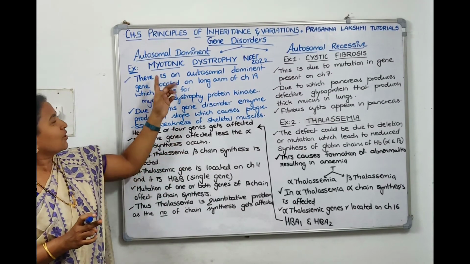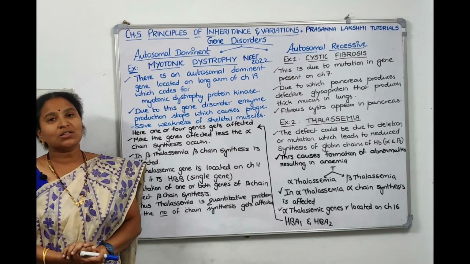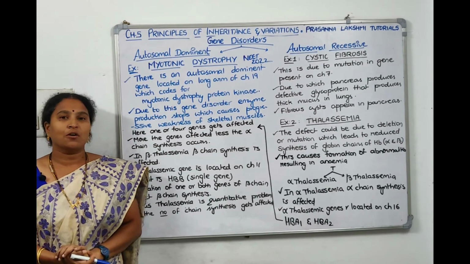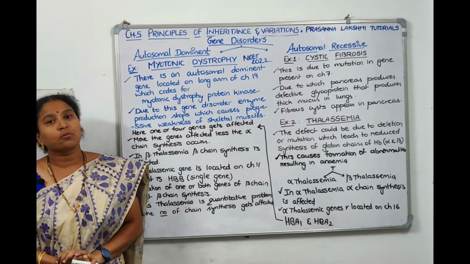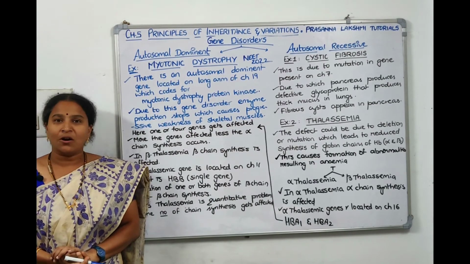That disorder is called myotonic dystrophy. I think we understood what is meant by myotonic dystrophy. It comes under autosomal dominant. The gene is located on chromosome number 19, on the long arm.